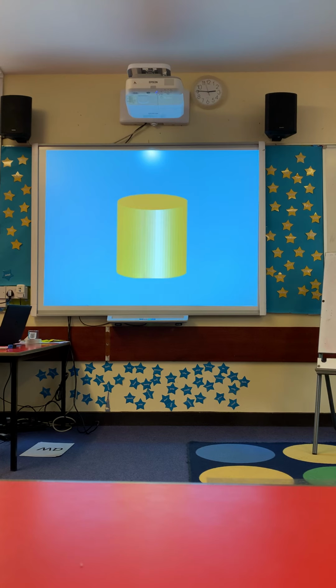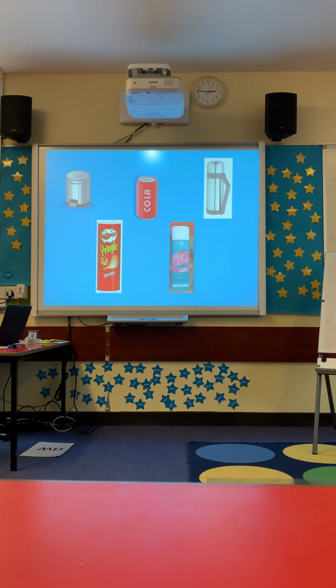Okay, here is another 3D shape. This is called a cylinder. Cylinder. Okay. Objects that are in the shape of a cylinder: bins, packet of Pringles, can of Coke.